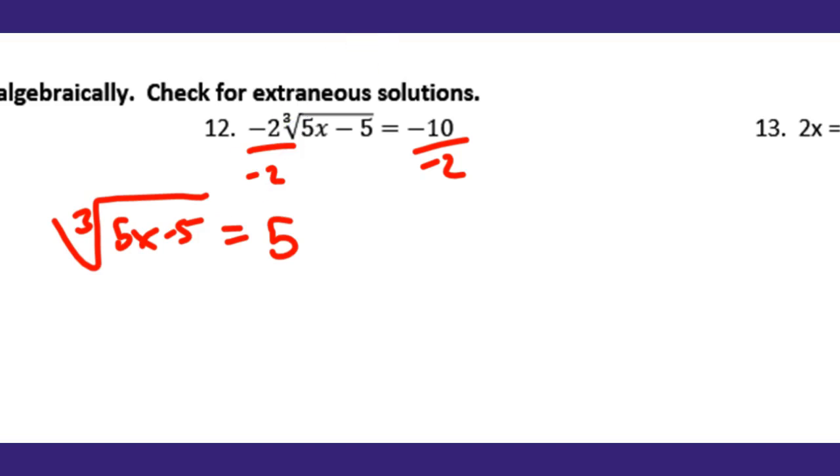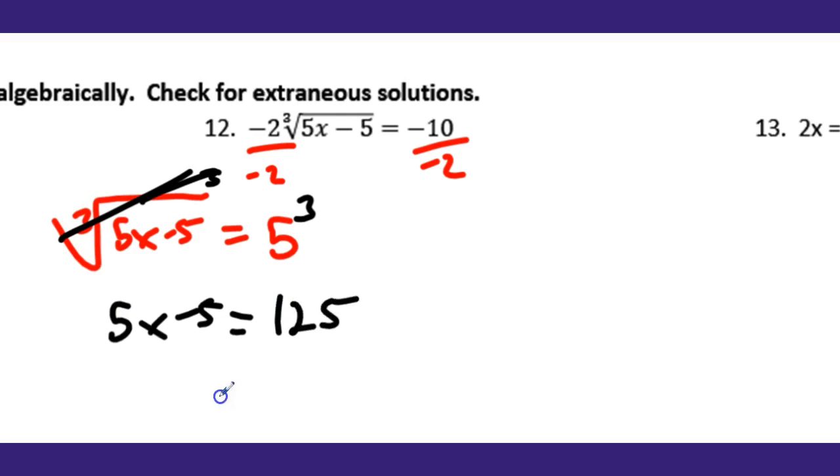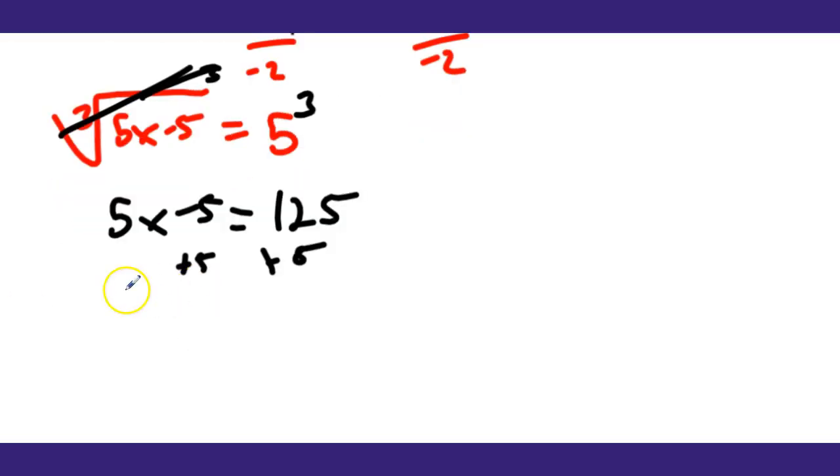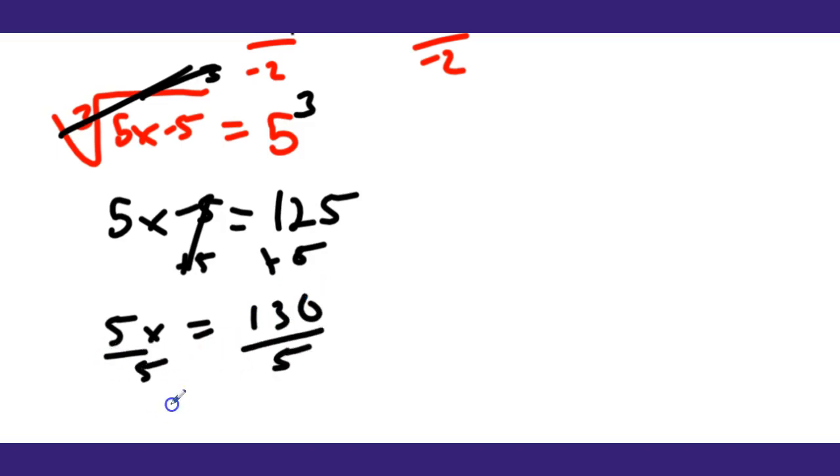And then we need to raise both sides to a power equal to the index, so the cube root and the cube cancel, and we're left with 5x minus 5. And on the right, we have 125. And lastly, we're going to solve for x. By doing so, we're going to add 5 on both sides. That gives us 5x equal to 130. And then 130 divided by 5 is going to be 26.